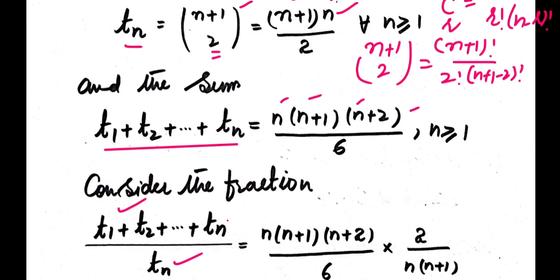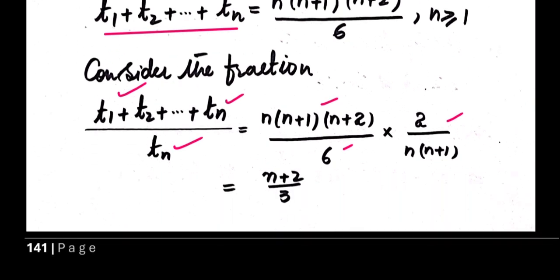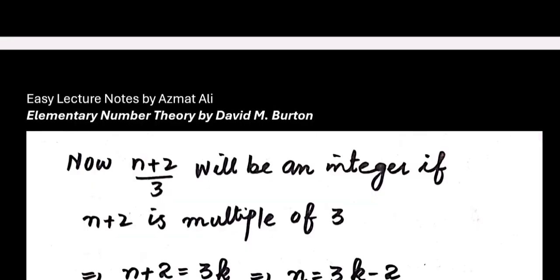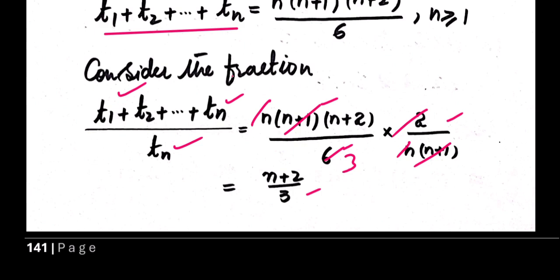Now as the sum of these n triangular numbers is simply equal to n into n plus 1 over 2, n plus 2 over 6, when you divide this number by Tn, where Tn is equal to n plus 1 into n over 2, this becomes 2 over n into n plus 1 after division. So after cancellation, we have remaining n plus 2 over 3. Now we have to find such n for which the numerator is divisible by the denominator, and this fraction becomes n plus 2 over 3. Now we have to find such values of n for which the numerator, that is n plus 2, is divisible by 3.